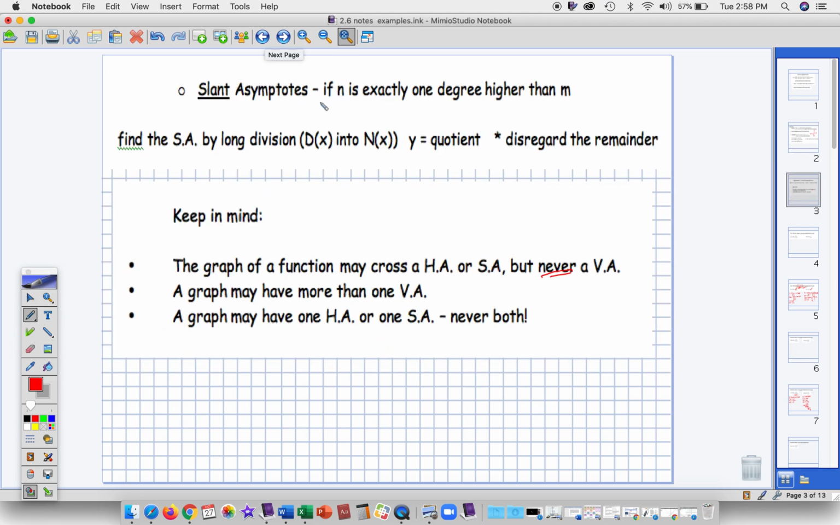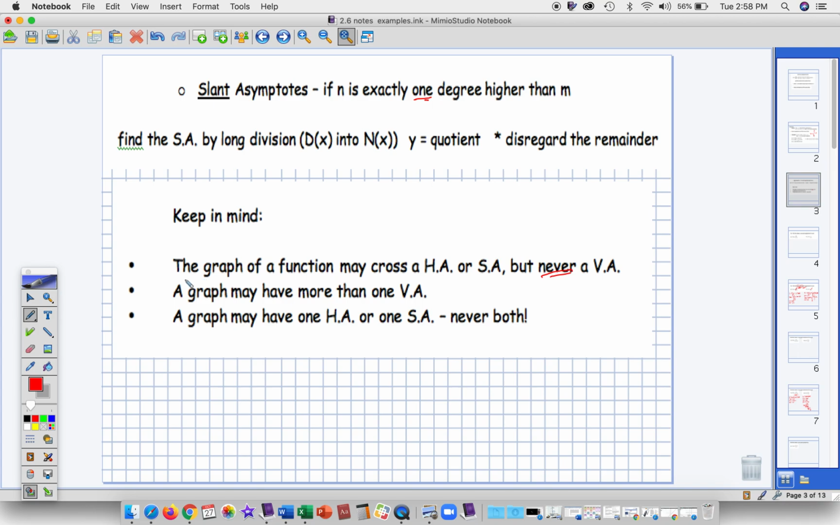If n is exactly 1 degree higher than m, then we have what we call a slant asymptote. So this was the last case where the numerator had a larger degree than the denominator. We said there was no horizontal, but there is what we call a slant asymptote. We find the slant asymptote by doing long division. We divide the denominator into the numerator, and y equal to the quotient is the equation of that slant asymptote. For our purposes, we can disregard the remainder of that division. So it's just y equal to the quotient.